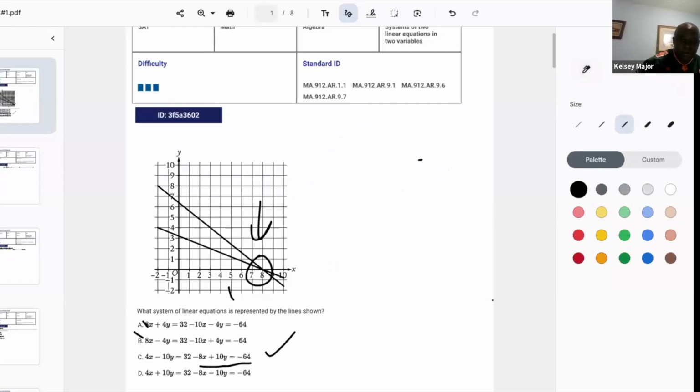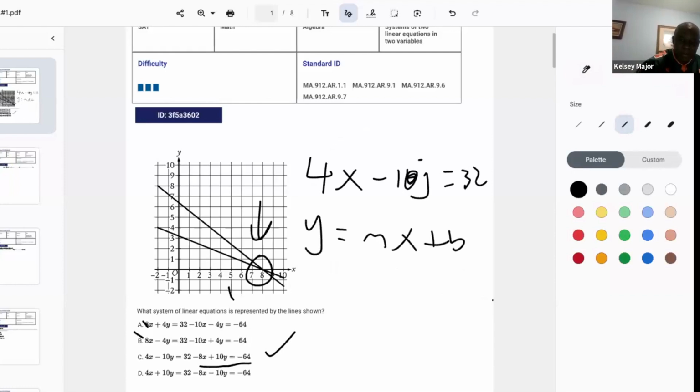I'm going to use the first one from C as an example: 4x minus 10y is equal to 32, right? And slope is all about y is equal to mx plus b, and we're looking for this m. In other words, to identify the slope, we're solving for y, right?